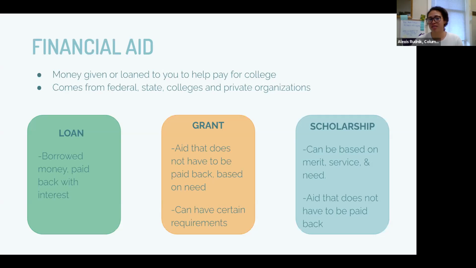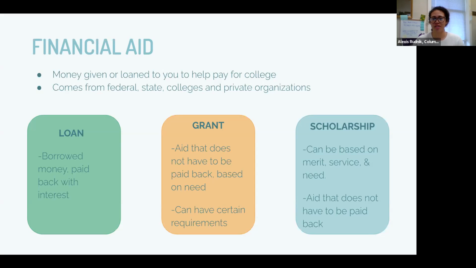Loans are money that is borrowed, so you will have to pay this money back, and it does accrue interest. There are different types of loans, like subsidized, unsubsidized, and private loans, and what differentiates those types of loans is basically how the interest accrues and how much interest may occur. Typically, we try to steer students away from private loans because those interest rates are a lot higher.